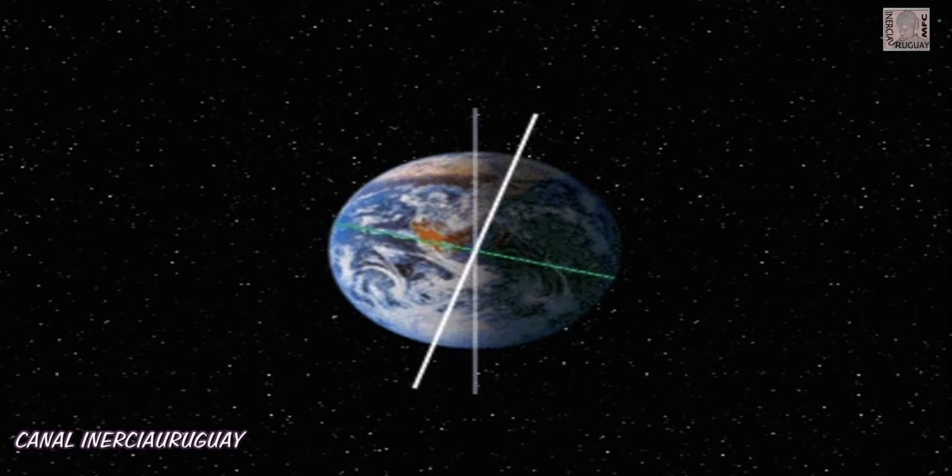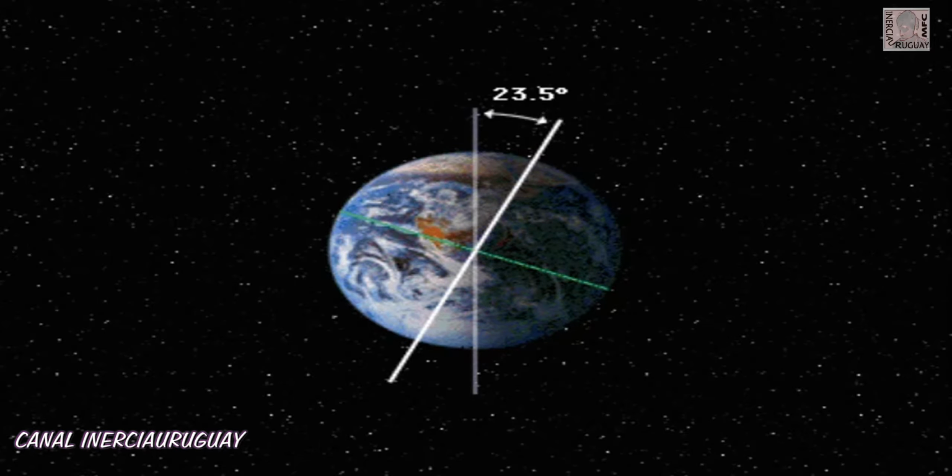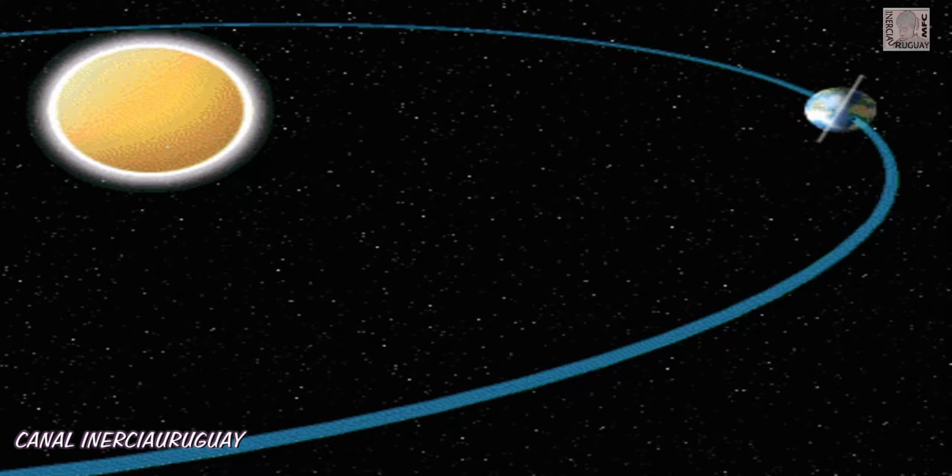The Earth's poles are not perpendicular to the Sun. The Earth is slightly tilted on its axis, so as the Earth travels around the Sun, the northern and southern hemispheres tilt towards and away from the Sun at opposite times of the year.